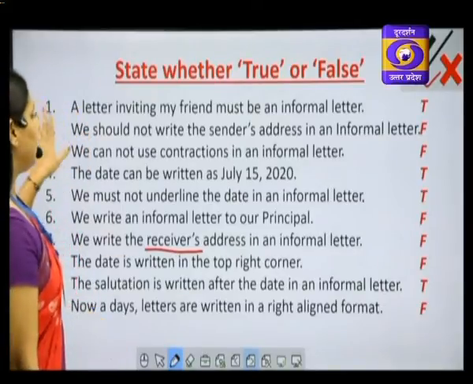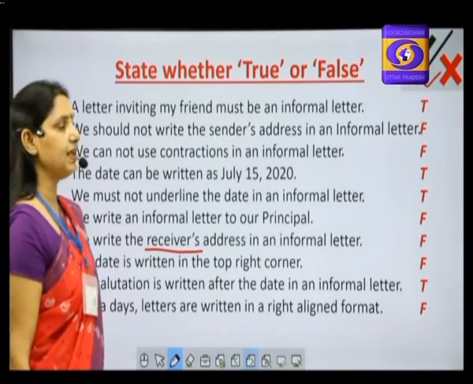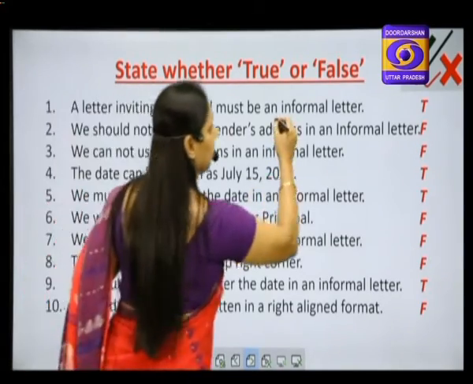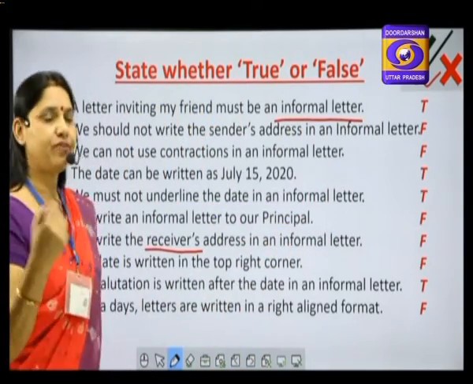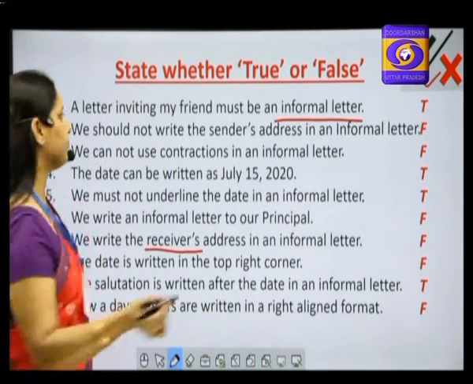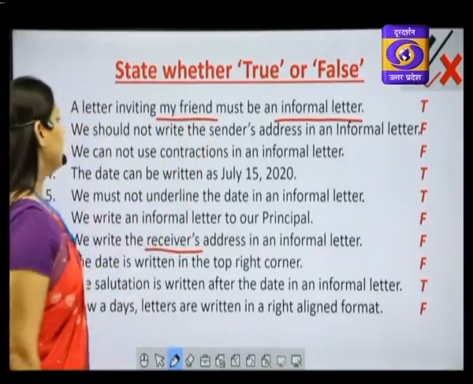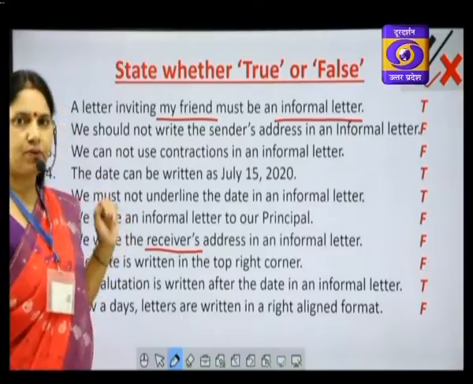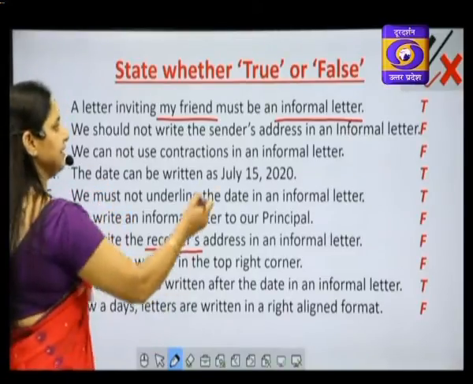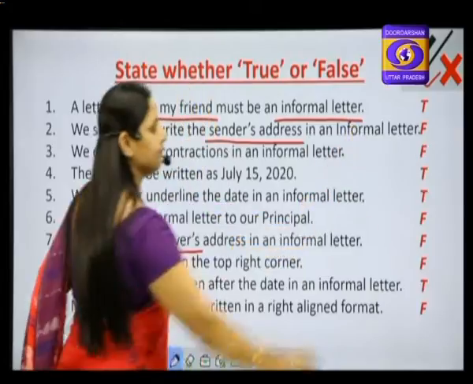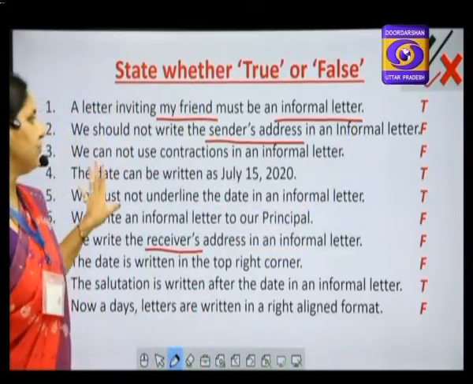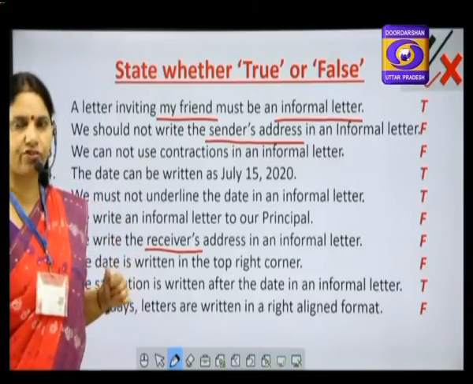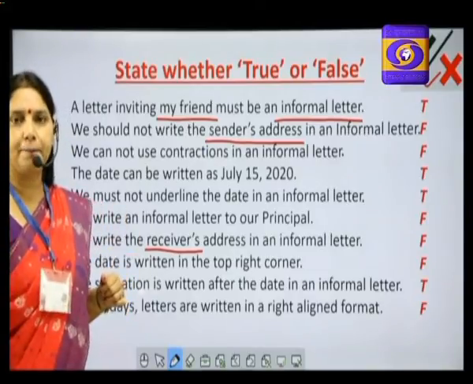The first is, a letter inviting my friend must be an informal letter, and it is true. This is an informal letter because I have informal or personal relationships with my friend. We should not write the sender's address in an informal letter. This is false because the first thing we write is the sender's address in an informal letter. We cannot use contractions in an informal letter. This is false. We can use contractions like can't, I'm, you've.